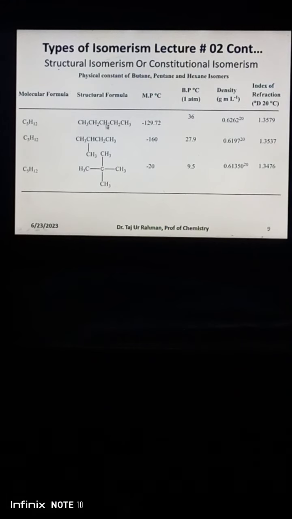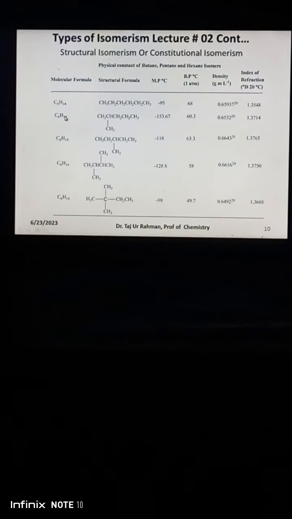This is pentane and it has these three possible isomers and their physical properties are also shown here, and these physical properties of these three isomers are different from each other. Same is the case with hexane. Hexane has five possible isomers and these are their physical properties, and this data shows that these five isomers of hexane are different from each other with respect to their physical properties.